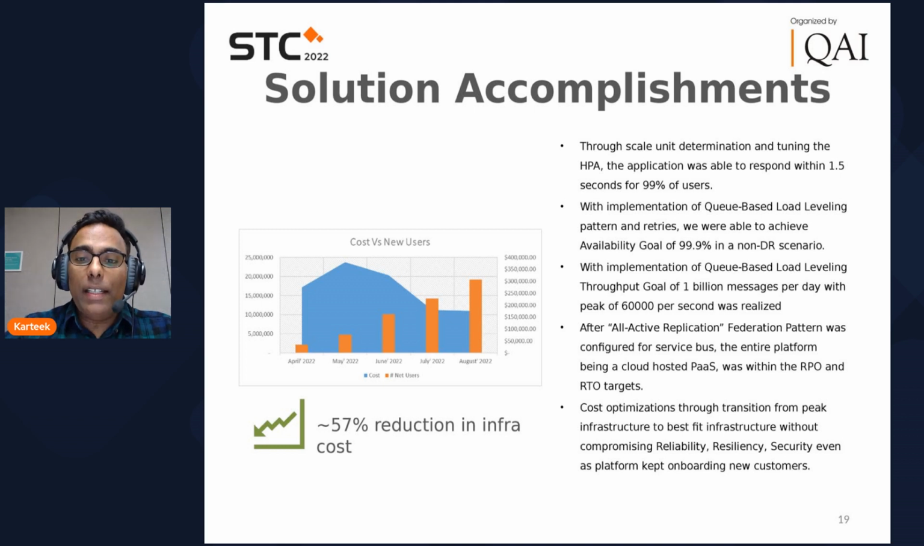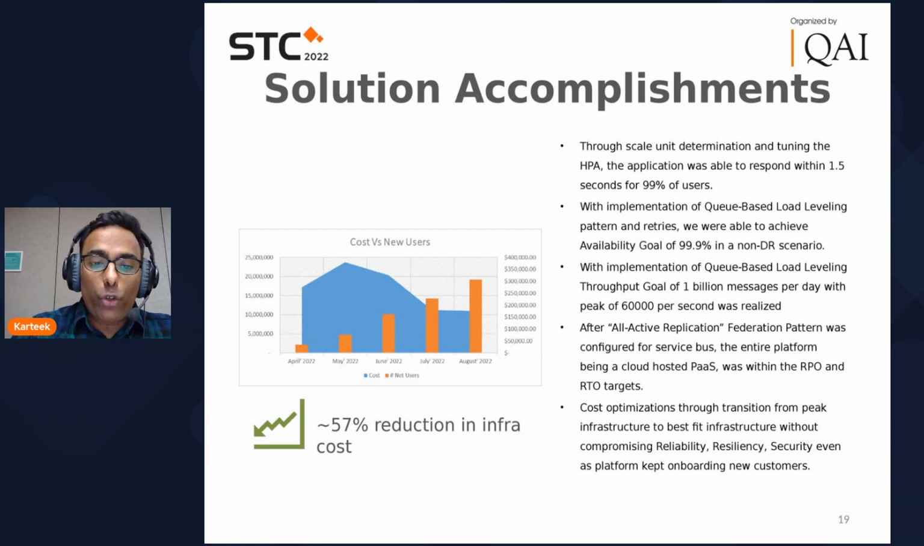With queue based leveling, we were able to achieve a peak throughput of 60,000 messages per second without any failures or message loss. As we saw for Service Bus, the entire time that it took for the service to come back up was 30 seconds. So we were also able to meet the recovery point objective.